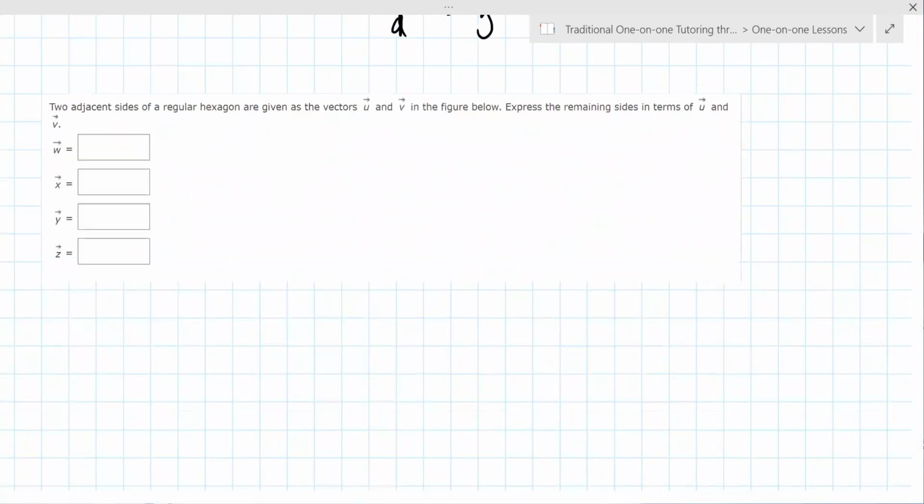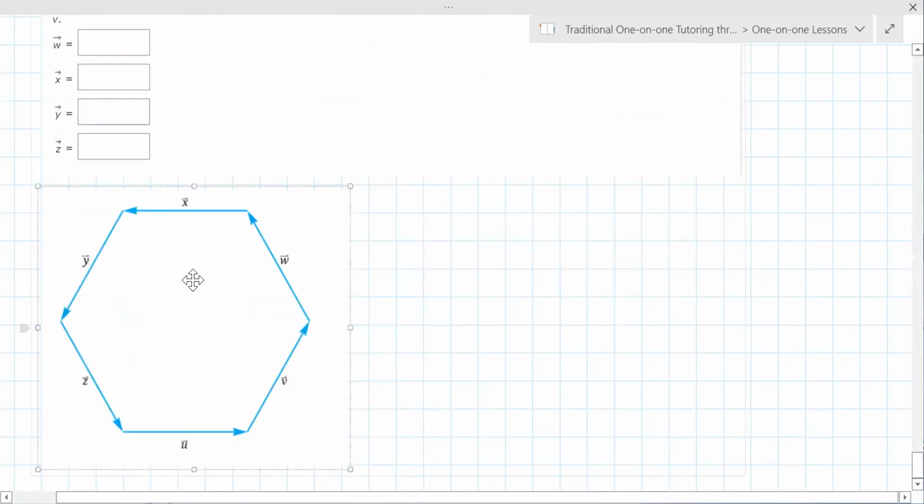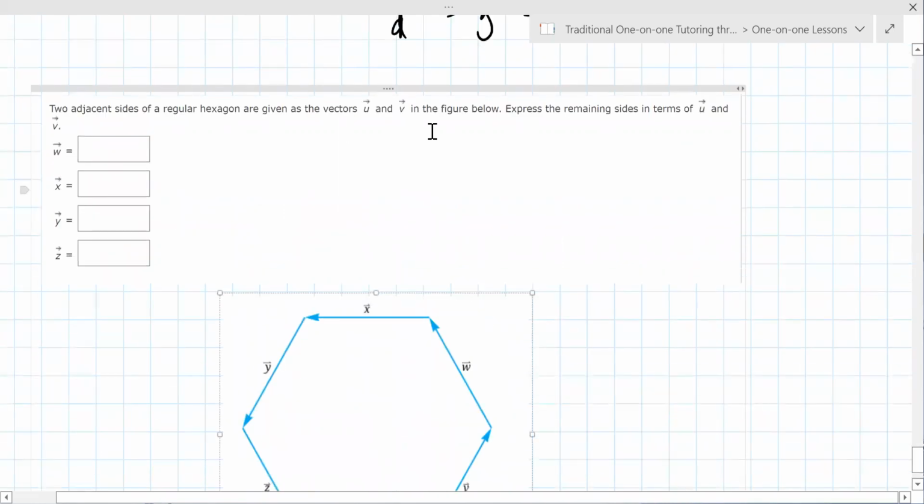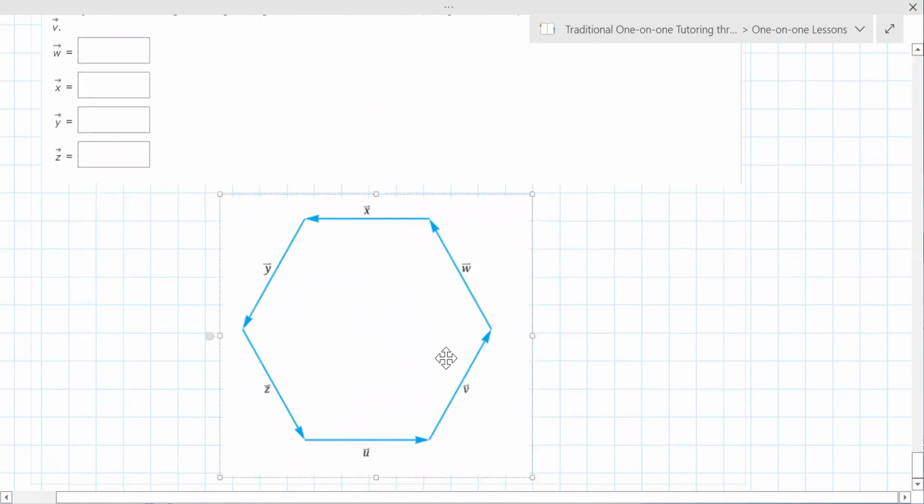So they give you this figure. Let me see if I can paste it in there. Yes, they give you this figure, and oops, I guess you can't do that. Sorry. So they say, here's U and here's V, and they want W. They want W in terms of U and V.